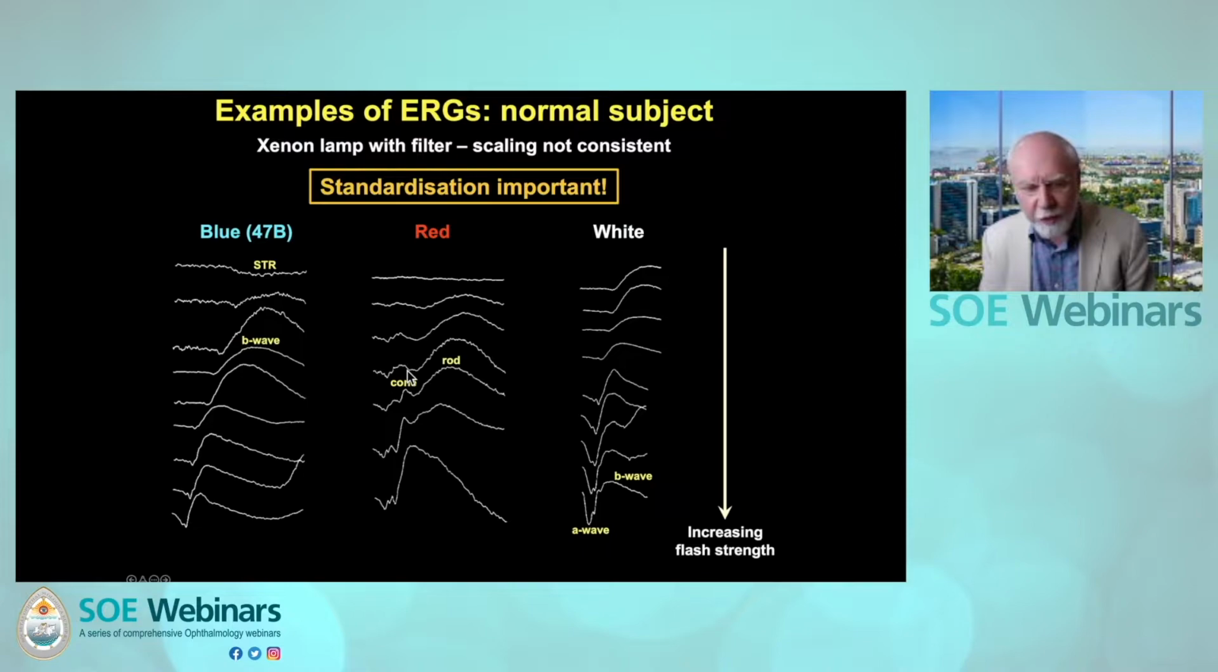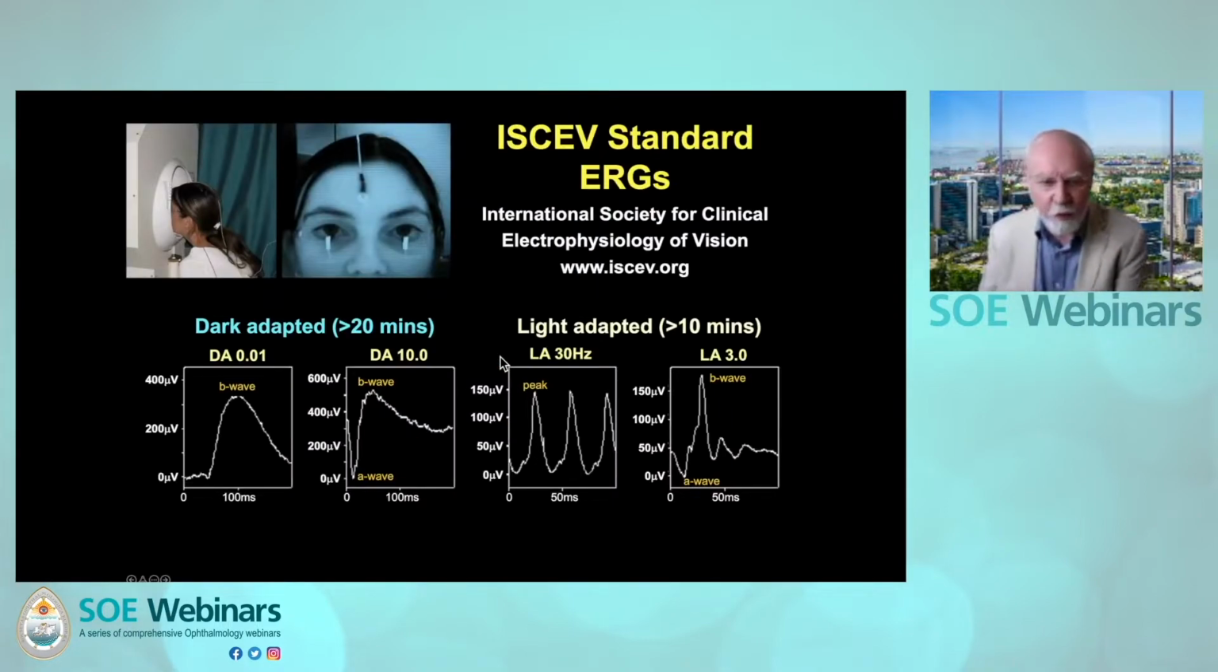Here, note that with a red stimulus under dark adaptation, there's an early component from the cone system, a late component from the rod system. These are the 4 main ERGs mandated by the International Society for Clinical Electrophysiology of Vision. We start off with a dim flash in the Ganzfeld in a dark adapted eye. DA is dark adapted, LA light adapted. 0.01 is a dim flash, 10 is a bright flash.